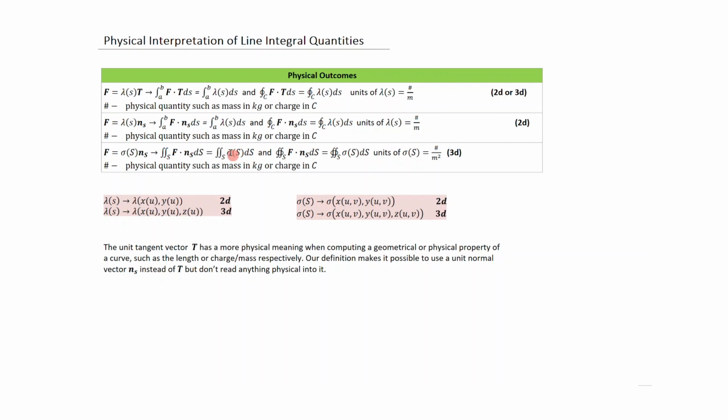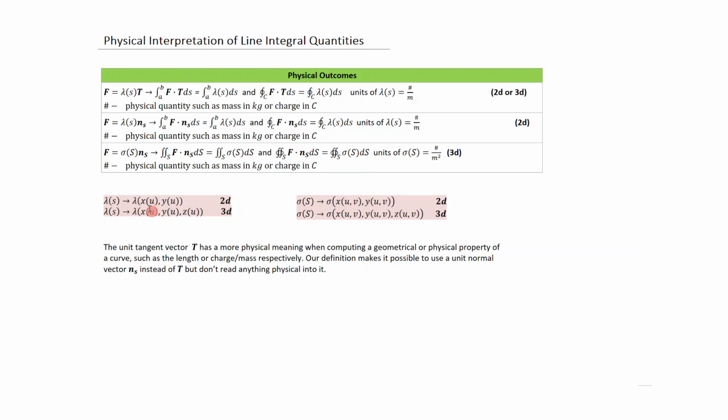The only difference between this expression here and this expression is that in this case we're doing an integration over a closed surface, whereas here it was over an open surface. Now, in actual fact, what does lambda of s actually represent?